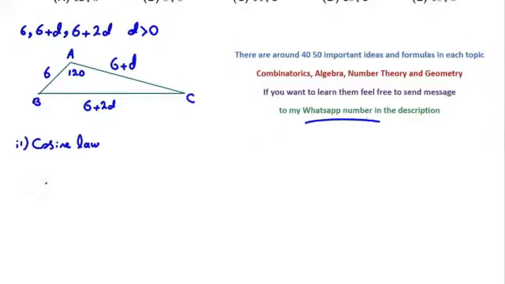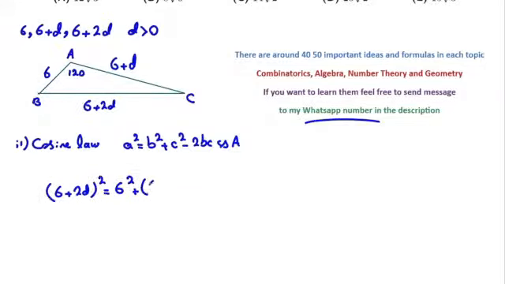Okay, by the cosine law we know a squared equals b squared plus c squared minus 2bc cosine A. And here if we use that, 6 plus 2d whole squared equals 6 squared plus 6 plus d squared minus 2 times 6 times 6 plus d times cosine 120 degrees.